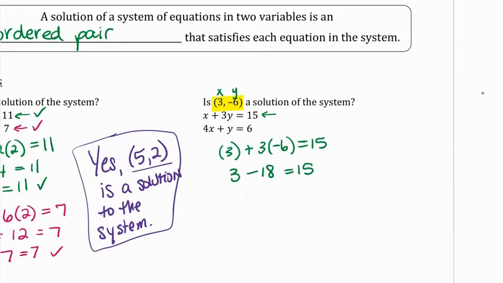3 minus 18 gives us a negative 15 equals 15. Negative 15 is not equal to 15. They're the same value, but one's negative, one's positive. So that is actually not a working solution for that first equation.